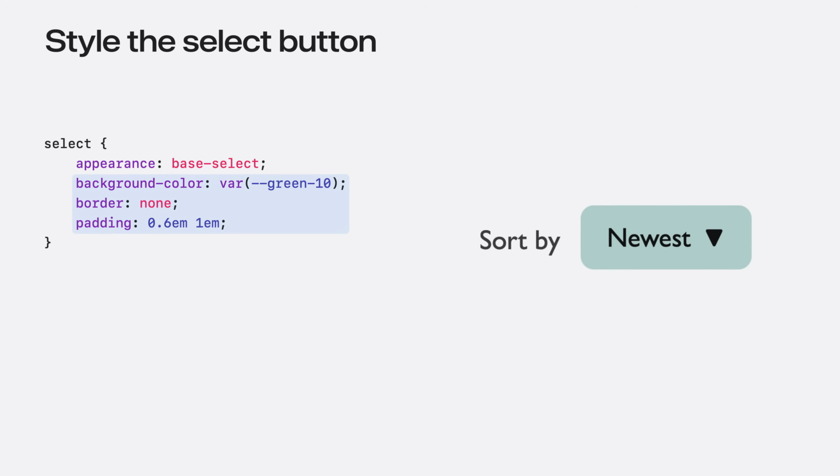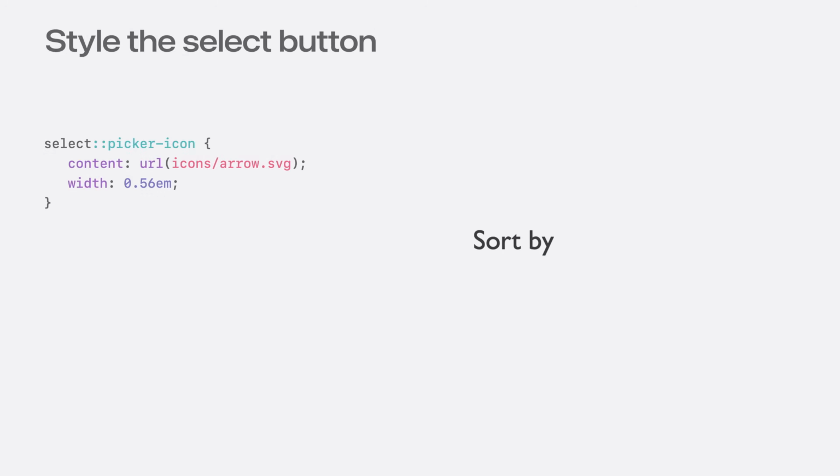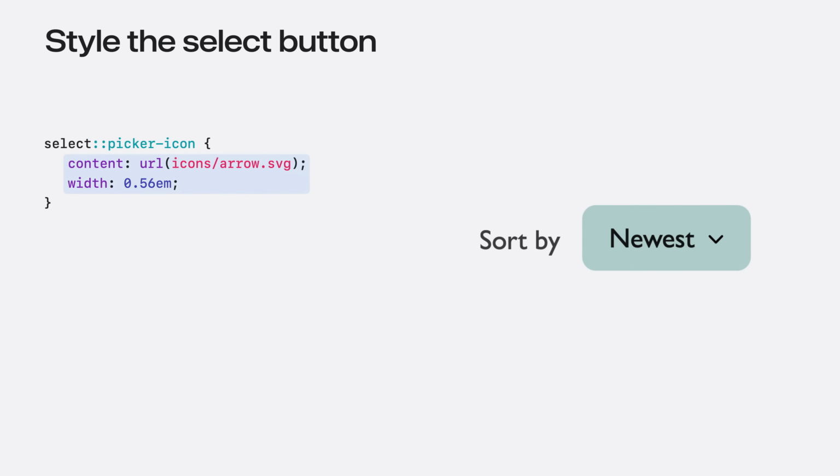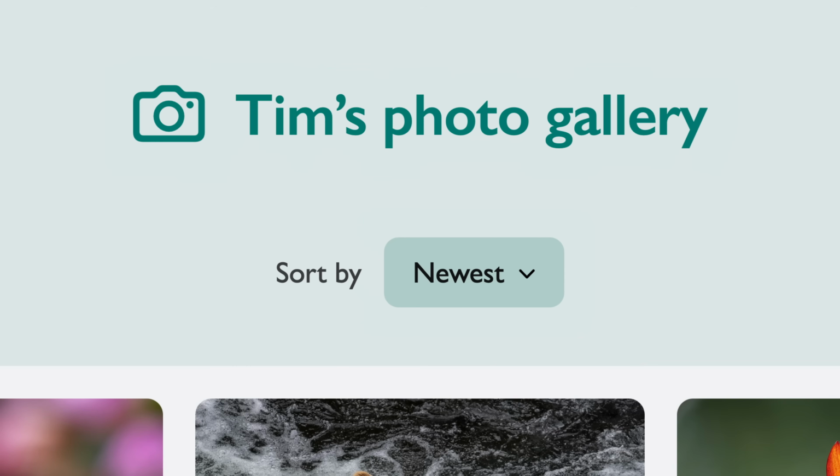That's already bringing me one step closer to matching the design of my site. As a next step, I'll adjust the background, border, and padding. I like how well it matches my site. One last detail I want to change is the arrow. With customizable select, I can use a new selector called picker icon to change it. I'll use the picker icon selector to set the content property to a new glyph and to size it correctly with the width. Using the open pseudo class, I can also set different colors on the button when the drop-down menu is open. I've also updated the arrow to match the text color for the open state. Here's my select, matching the rest of my site. And that only took me a few lines of CSS to write.